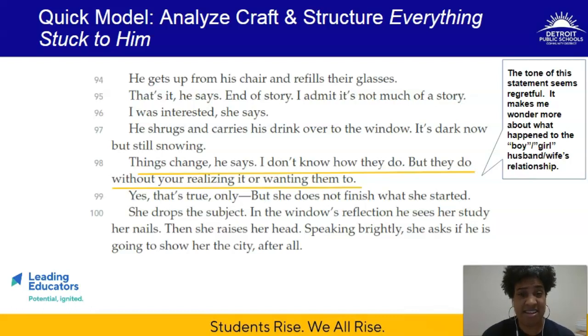And maybe he didn't want them to and didn't realize they had until it had already happened. And by then it was too late. And there's a sense of regret. We don't know what the regret is. We can speculate. But it also makes me wonder a little bit more about what happened to the boy, girl, husband, wife's relationship, especially since now we know that the daughter in the story is the little baby from the internal story. So that's got me thinking.